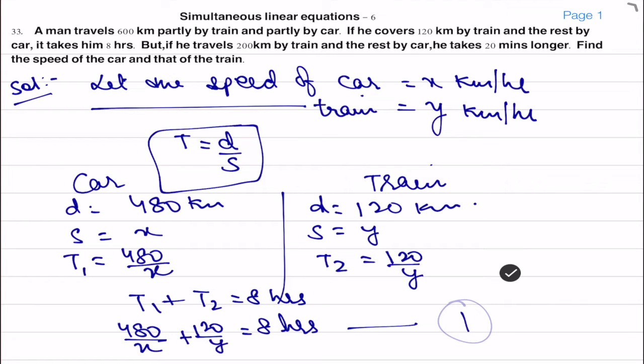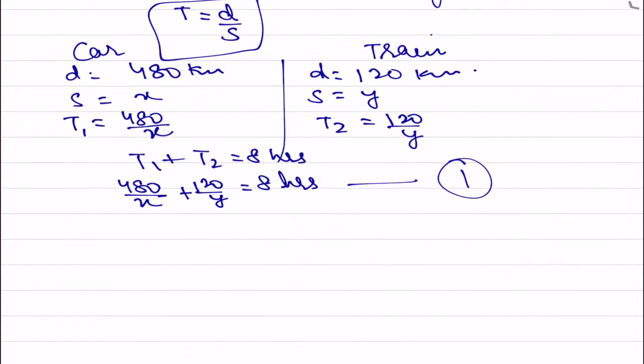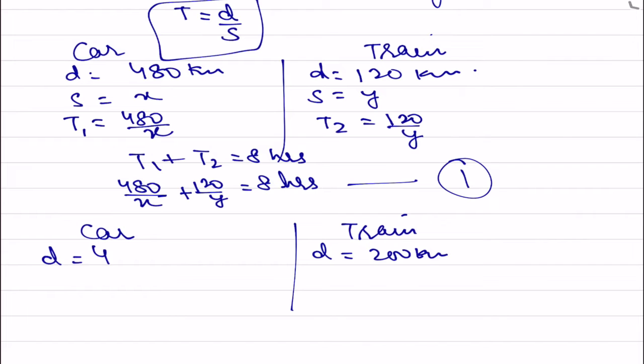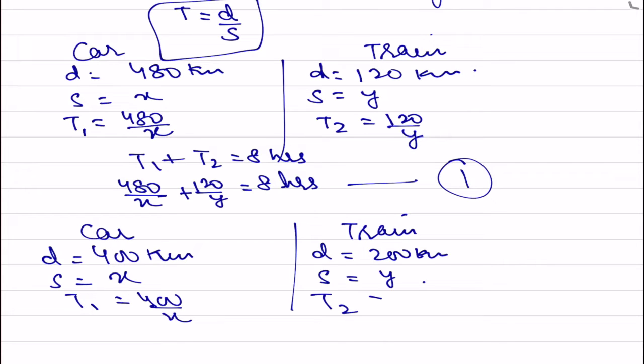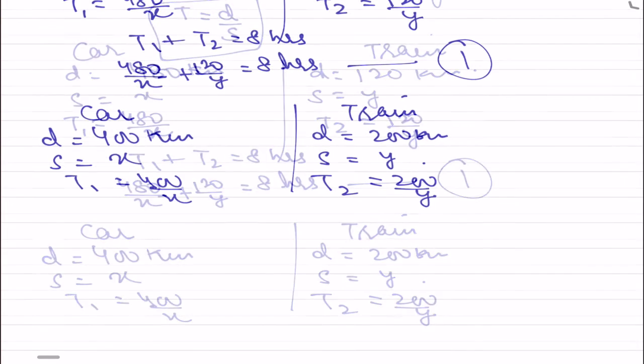Now we will come to the second part of the question. The second part is, he travels 200 km by train and the rest by car. Out of 600, 200 by train, so how much is left by car? 400 km, 600 minus 200. Speed of the car is x, speed of the train is y. So time is 400 upon x and the time t2 is 200 upon y.